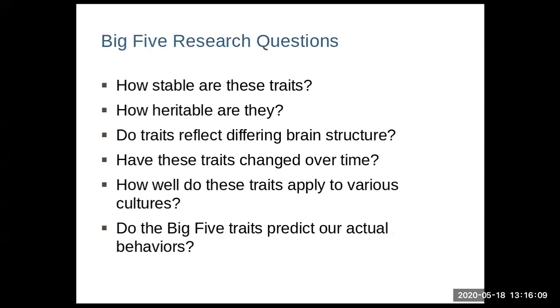How heritable are they? Again, according to this biological basis, very heritable because it's based on genetics and biology. Do the traits reflect differing brain structures? Right? I would say yes. Think about the emotional systems, the limbic system. People that are more aggressive in nature tend to have more connectivity and different amounts of neurons, maybe in the amygdala and things like that.